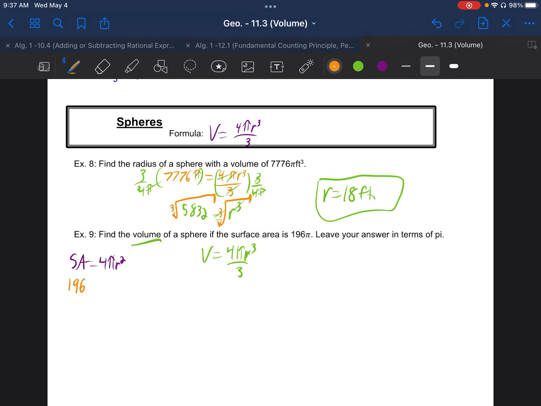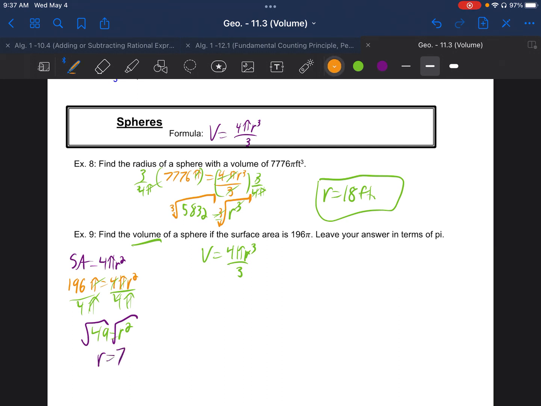So we are told the surface area is 196 pi. So we plug that in and start solving. So I'm going to divide by 4 pi on both sides. The pi's reduce. And 196 divided by 4 is 49. So 49 equals r squared. And like we talked about a moment ago, we'll square root to undo the square. And the radius is 7.